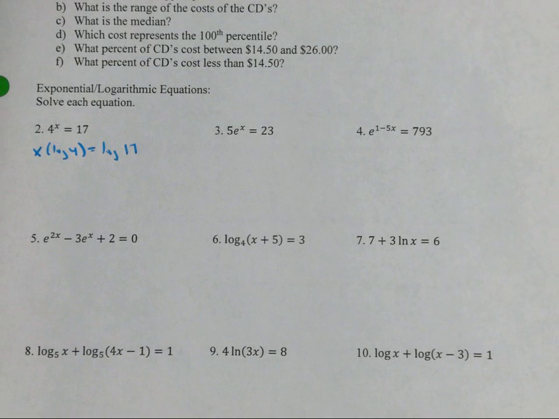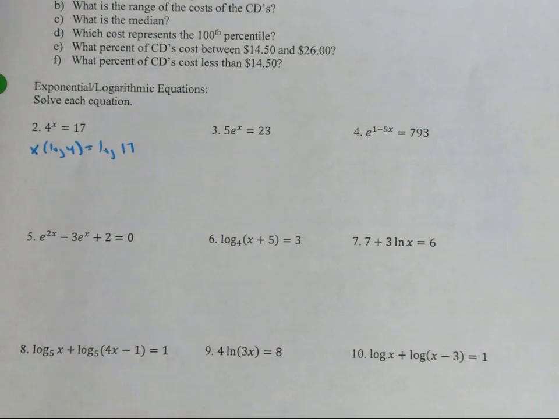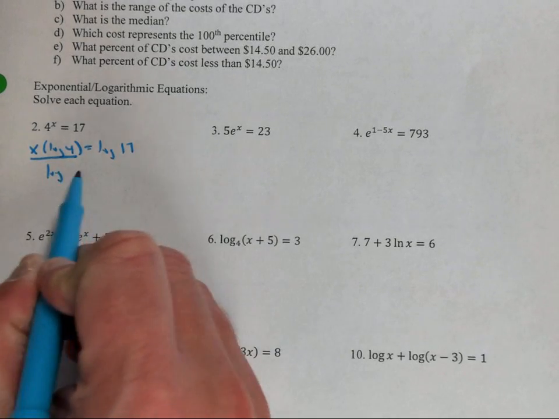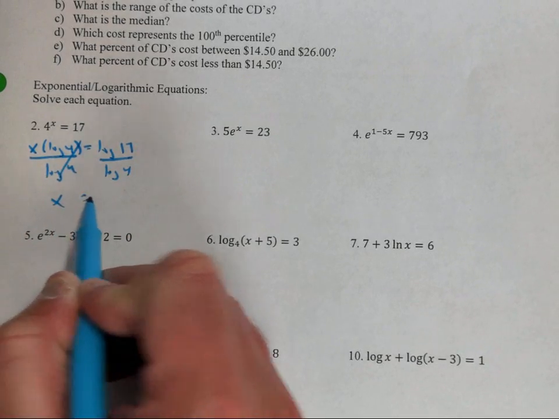So I took the log of both sides. Now, what do I need to do next? Constance, what do you think? Yeah, we just need to get what by itself? X. I'm going to divide both sides by log of 4 and put that in your calculator. That's what I would do.